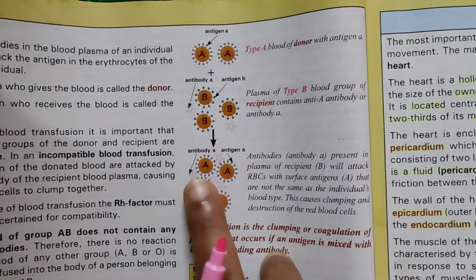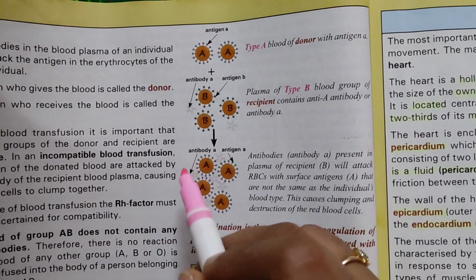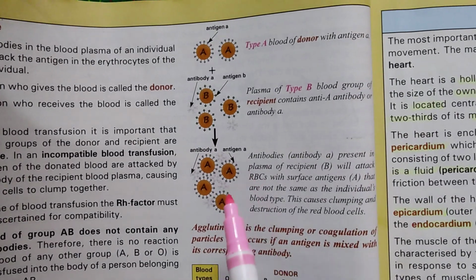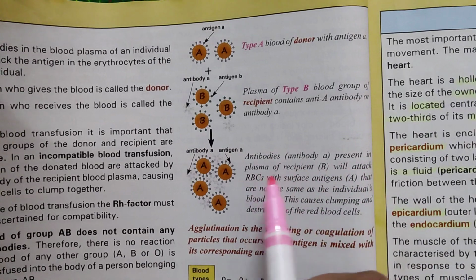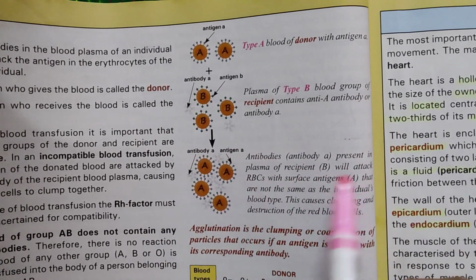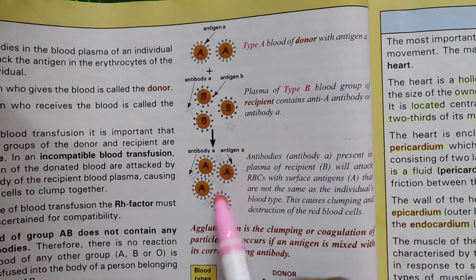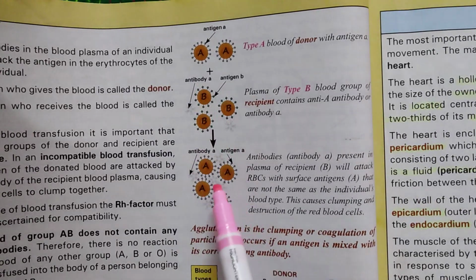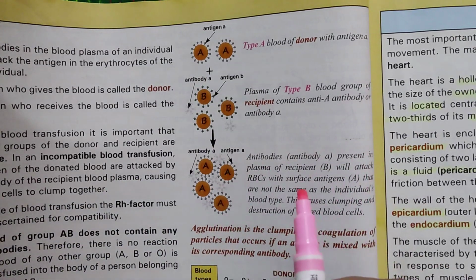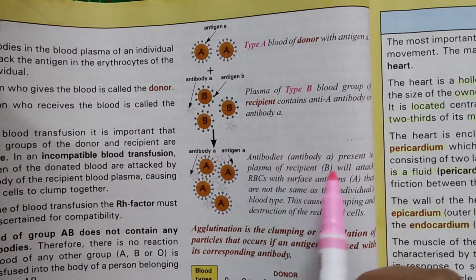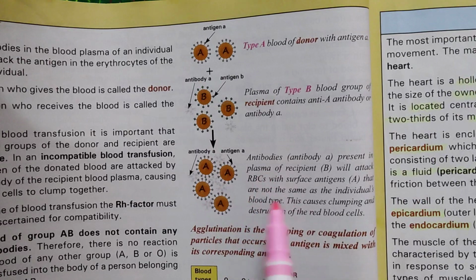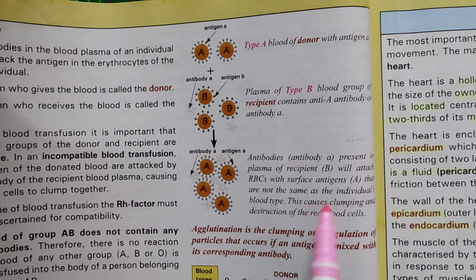Now what happens? There is antibody A present. You can see all these antibodies here. Antibodies present in the plasma of the recipient will attack the RBC. It will think it is a foreign particle. I have never seen such a thing in my whole life, I have continuously seen only B through my whole life, so how come this A is coming to me? He'll think like that. So antibodies present in the plasma of the recipient will attack RBCs with surface antigen A that are not the same as the individual's blood type.